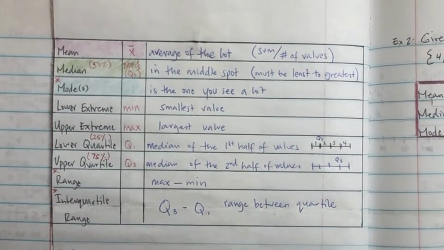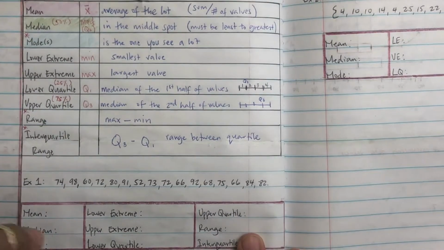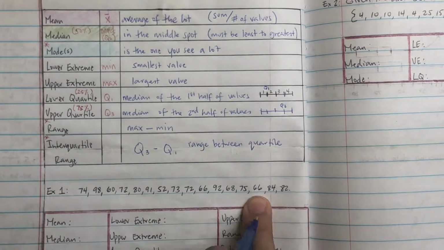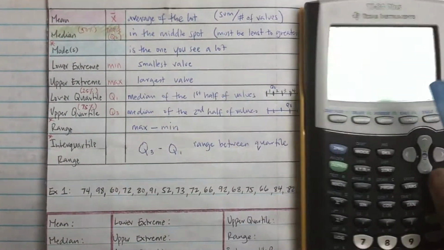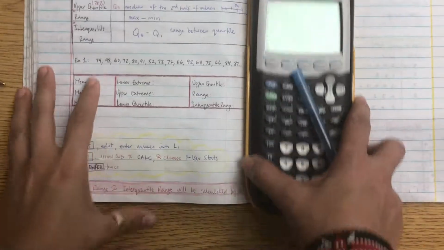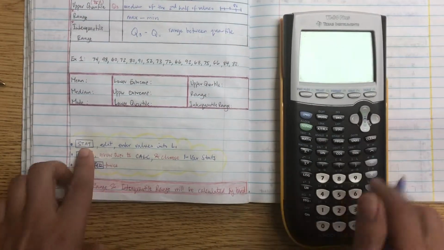And that's pretty much it. So for this unit, you just need to know all the definitions, because after that, the calculator will do it. Looking at the examples, you're given this data set, and all you're going to do is plug it into the calculator to find out what all these things are. But before we do that, we have to reset our calculator.